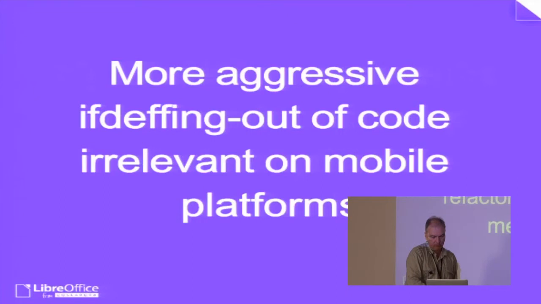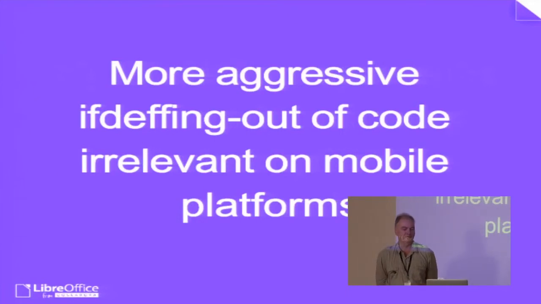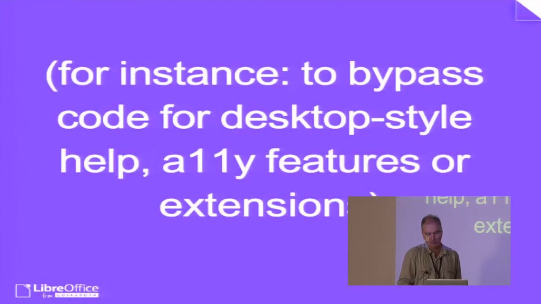And we also did some more aggressive ifdefing in some places that pulled in lots of code. For instance, all the code that we have for help features on desktop, it's not really relevant to mobile platforms because help exists to be implemented in a different way anyway, or accessibility features, which typically would also need totally new code anyway. And also extensions. For iOS, you can't even have any extensions. It would be against the App Store rules. So it's pointless to link in code that has to do with managing extensions.